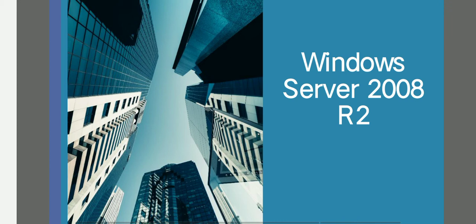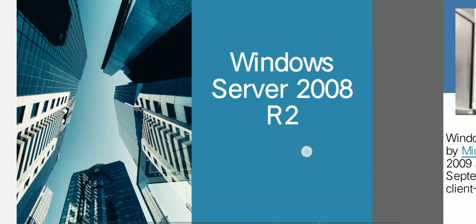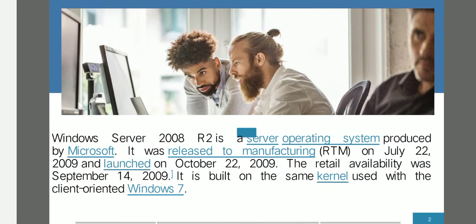So our topic for today is about the Windows Server 2008 R2. First, let us define what this means. It is a server operating system produced by Microsoft. It was released to manufacturing (RTM) on July 22, 2009 and launched on October 22, 2009. The retail availability was September 14, 2009.